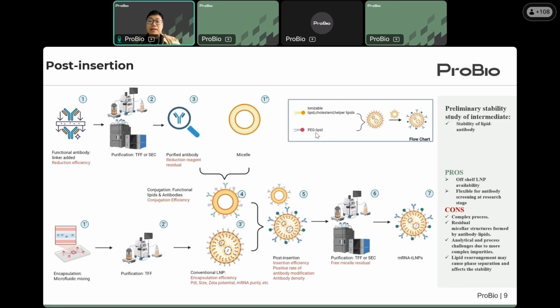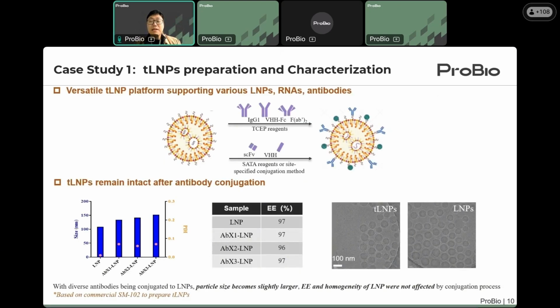So we have all of the three strategies here. Each has its own advantages and disadvantages. So it depends on you, what kind of pipeline, what kind of LNP and antibody you want to use. So I hope I made myself clear here. And now I want to just jump to the case study.